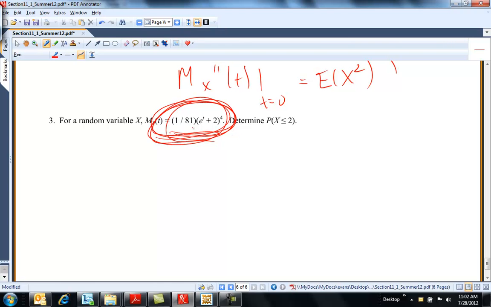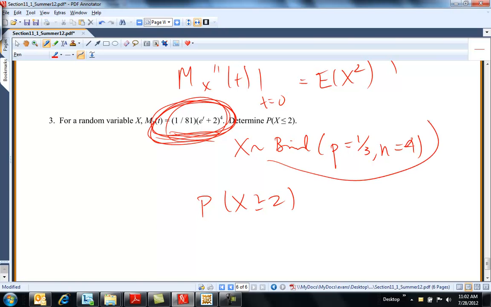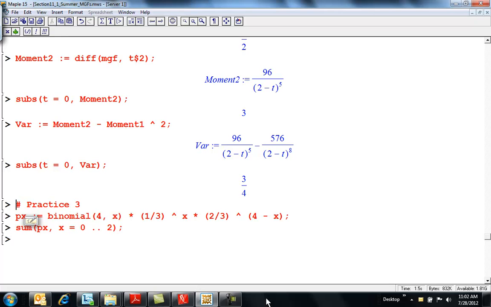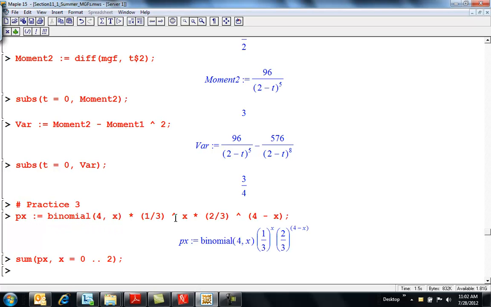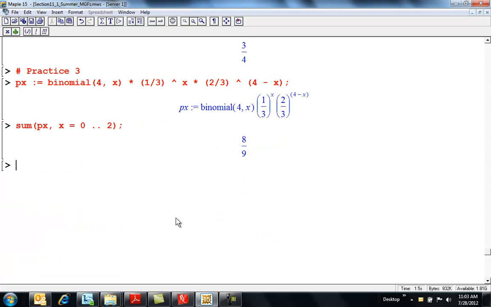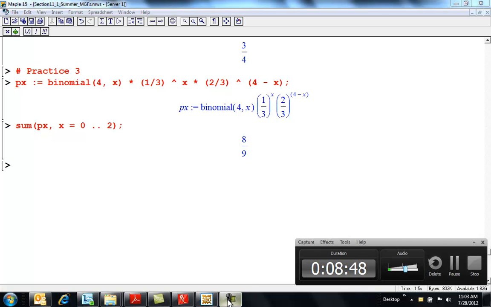This is 1/3, right? So this is x is a binomial with p equal to 1/3 and n equal to 4 trials. So what's the probability that x is less than or equal to 2 for a binomial? I just put this into its mass function, sum it up to 2. So here's the binomial, and then sum it from 0 to 2. And so that concludes moment generating functions 11.1.